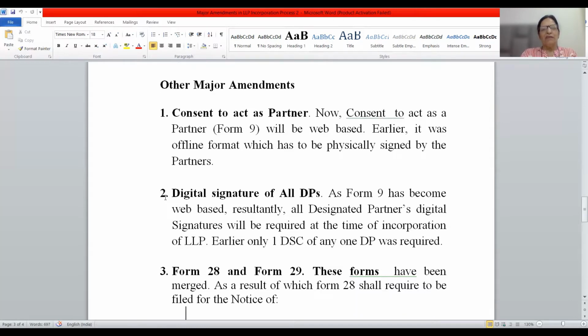Coming to the second point, which is digital signatures of all DPs. As form 9 has become web-based, the consequence is that digital signatures of all DPs will be required at the time of incorporation of LLP. But in earlier times, only one digital signature certificate of any one DP was required. Now all the DPs will have to get the digital signature certificate.